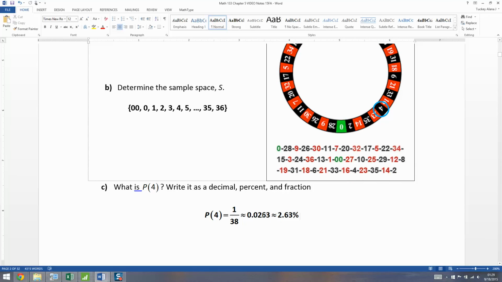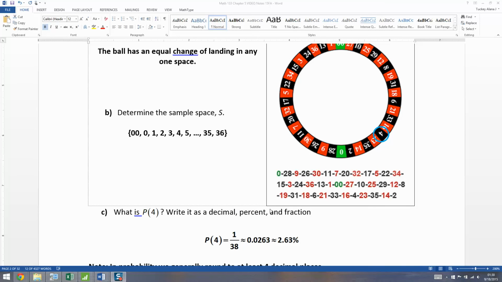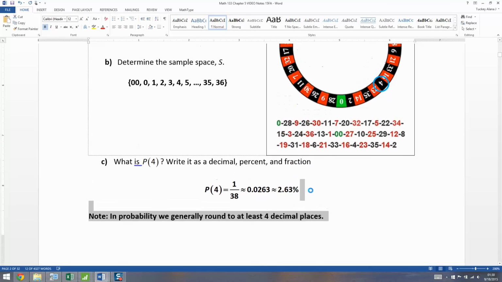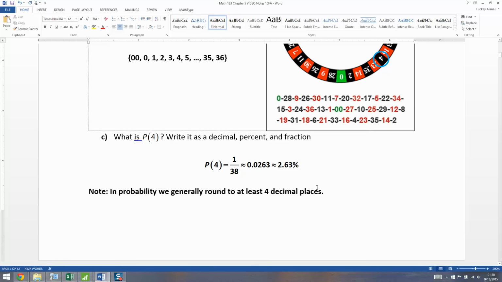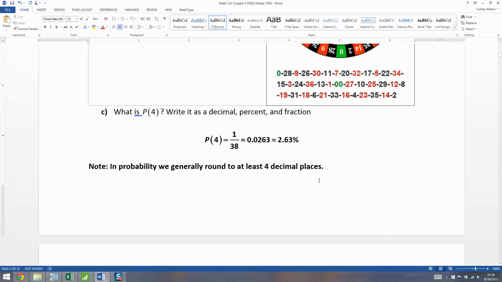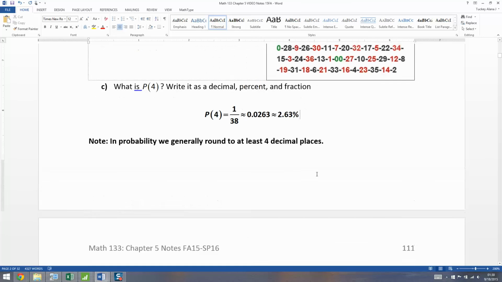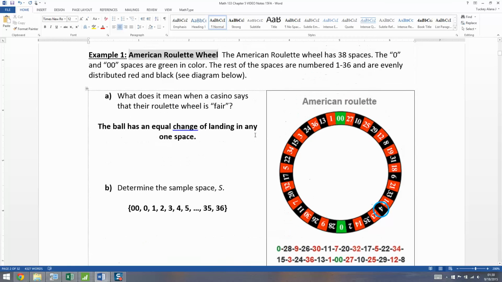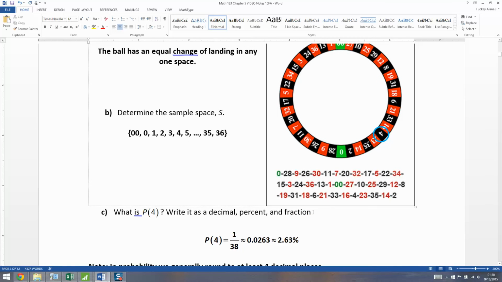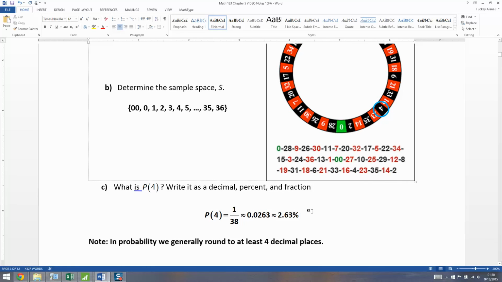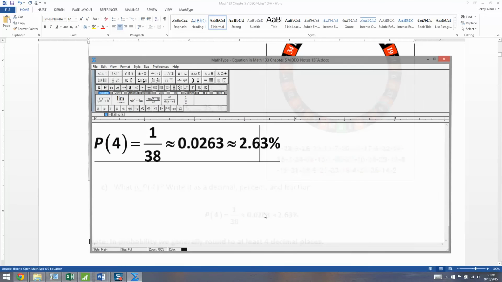It's pretty common in probability to do at least 4 decimal places. As a matter of fact, I'll make a note of that real quick. Sometimes we'll actually do more depending on the situation, but in general we do at least 4, unless it doesn't have 4 decimal places. All right, you just learned some basic probabilities. Sample space, how to find a very simple probability, write it as a decimal, a fraction, and percent. We're good.